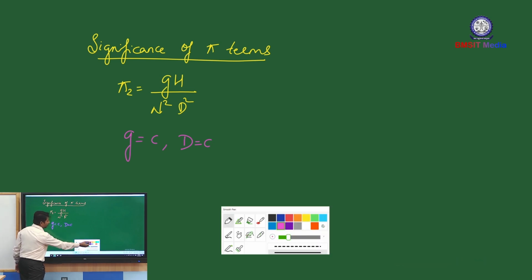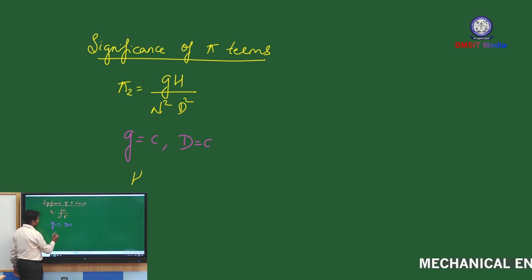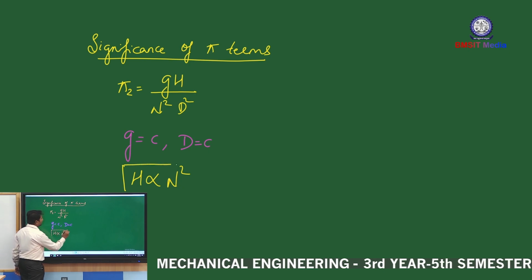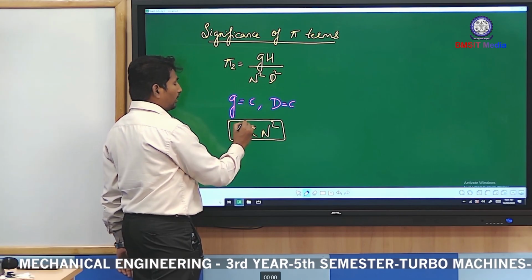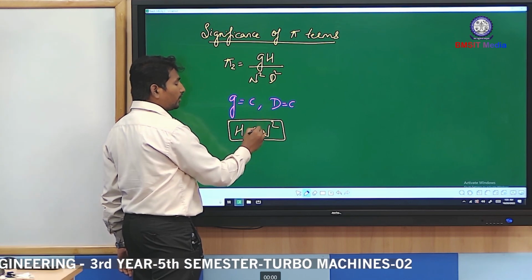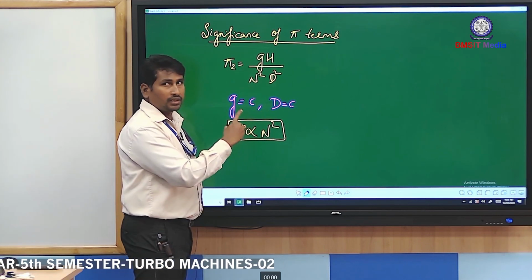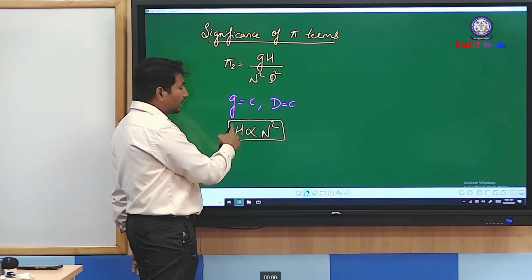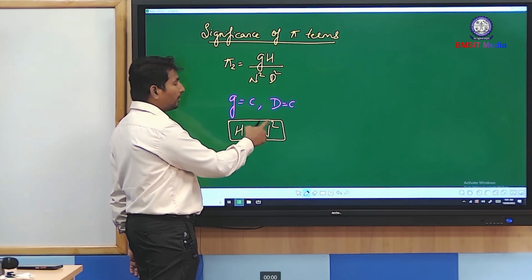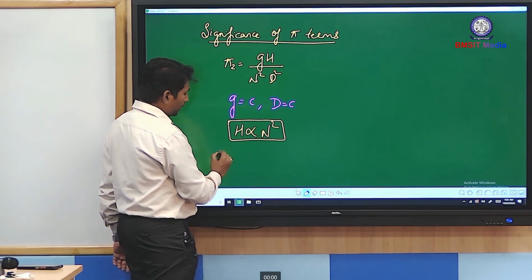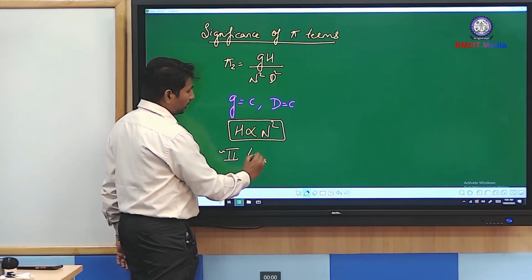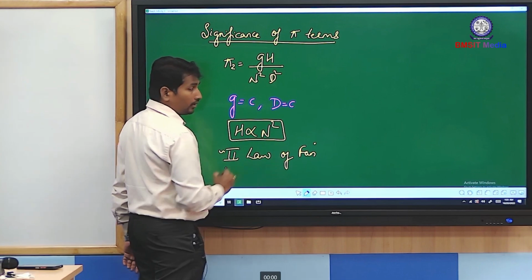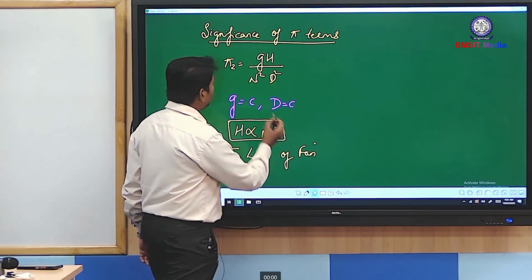Then the above equation, I can rewrite as H is directly proportional to N square. So for any pump or a turbine, the head is directly proportional to the square of the speed. Earlier we have seen the significance of the pi 1 term is Q is directly proportional to the speed, but now it is understood that head is directly proportional to the square of the speed. And this is called the second law of fan.